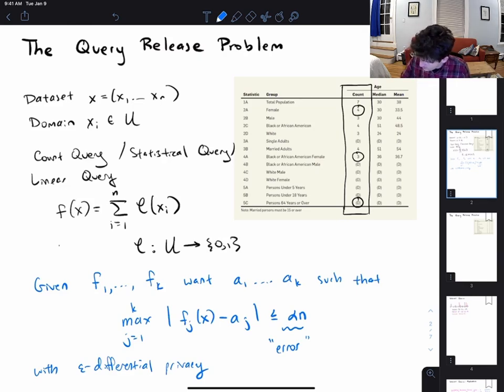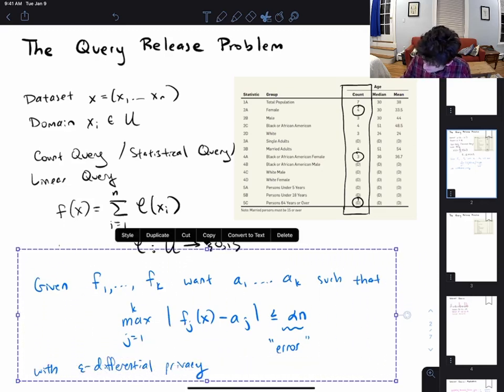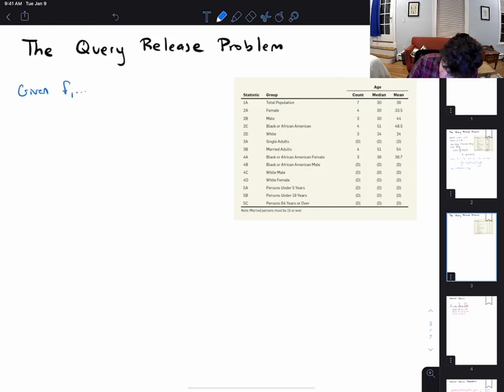So let's take our problem and think about a baseline for a moment. Remember we're given f1 through fk, and we want a1 through ak such that the max over j of |fj(x) - aj| is small.